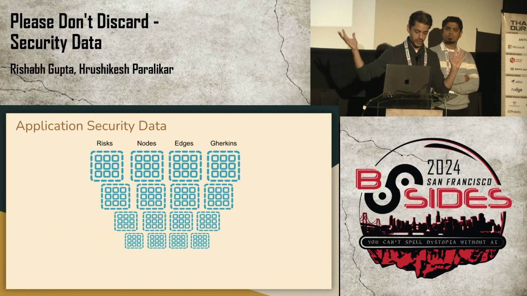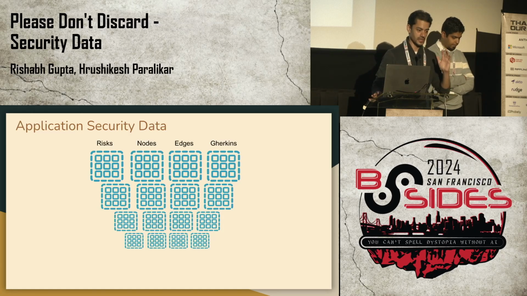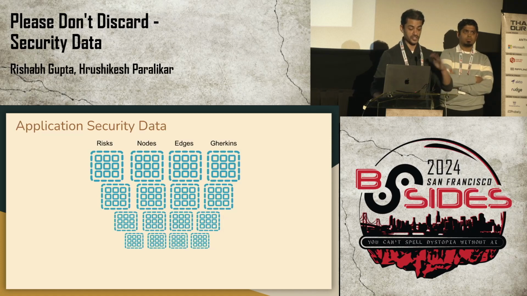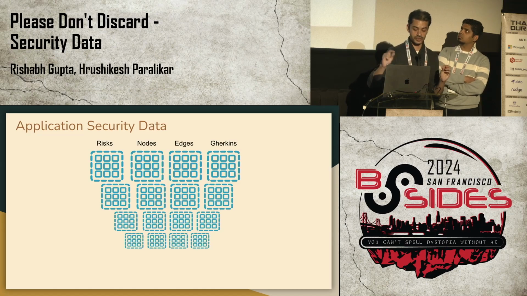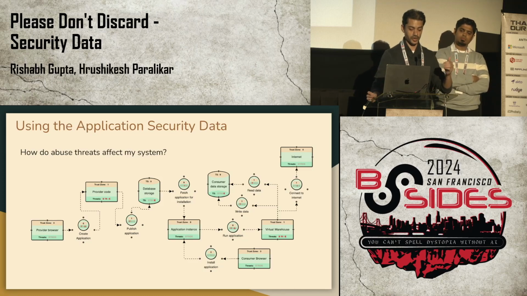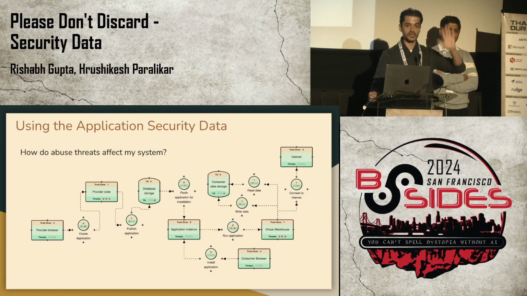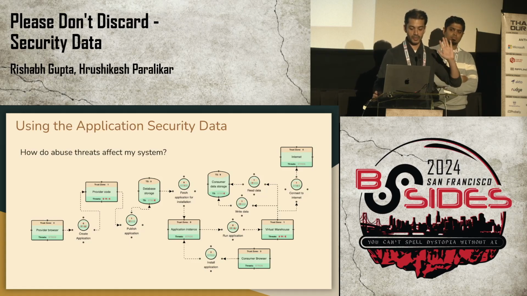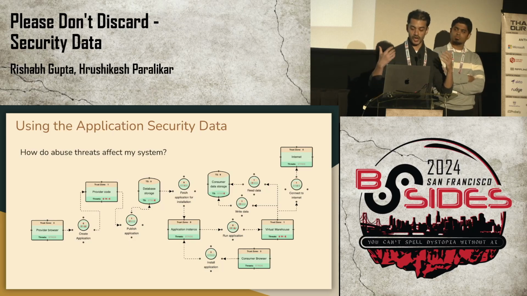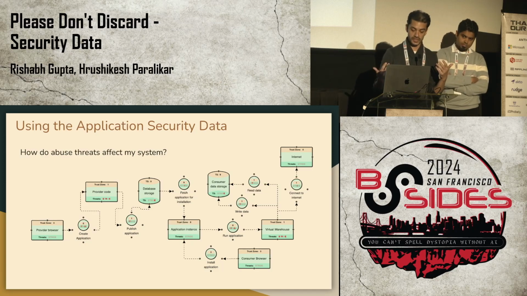And so this is to show that we have all of this data, all of this risk-related nodes and edges and Gherkins and test cases. We've gathered all this data for years now. And so that's the part that made it easy for us to build what we built, right? And so at long last, we come to the part where we talk about the question that we started with, which is how do abuse threats affect my system, right? But now, armed with all those tables with nodes and edges and armed with the directed graphs and all that stuff, it becomes a slightly easier question to answer, right?